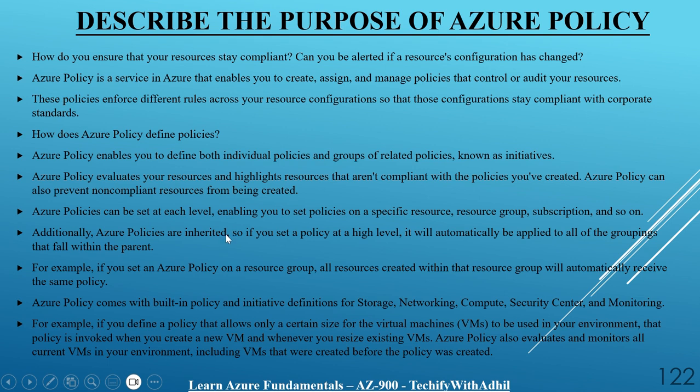So if you set up policy at a high level, say resource group or subscription, it will automatically be applied to all the groupings that fall within the parent. So we need to take note of this. For example, if you set up Azure policy on a resource group, all resources created within the resource group will automatically receive the same policy. Azure policy comes with built-in policy and initiative definitions for storage, networking, compute, Security Center, and monitoring.